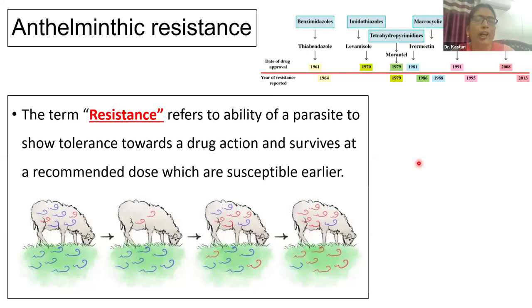It means the ability of the parasite to show tolerance, to withstand the drug action and survive at the recommended drug dosage. The same parasite that was susceptible in earlier treatments is now showing tolerance. Then we refer to it as development of resistance. So in case of resistance towards anti-helminthic drugs, we call it anti-helminthic resistance.